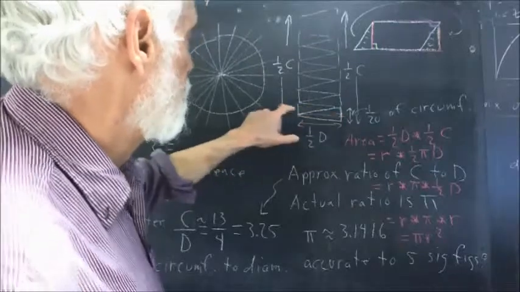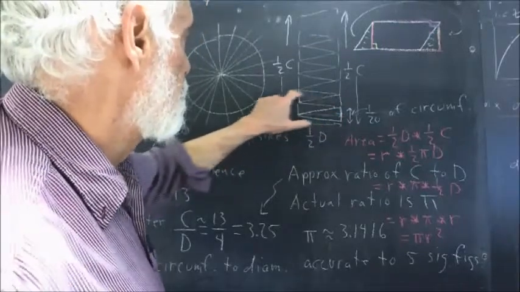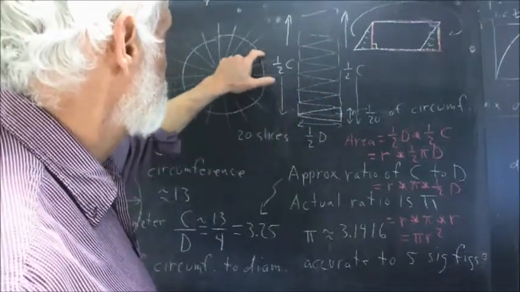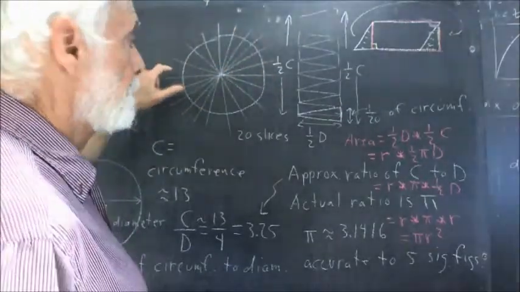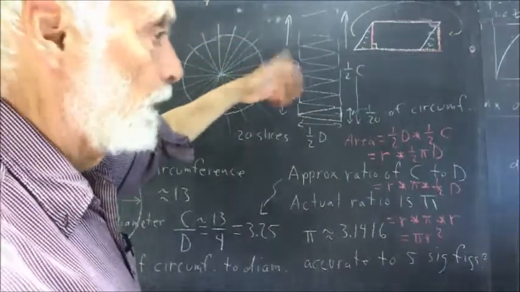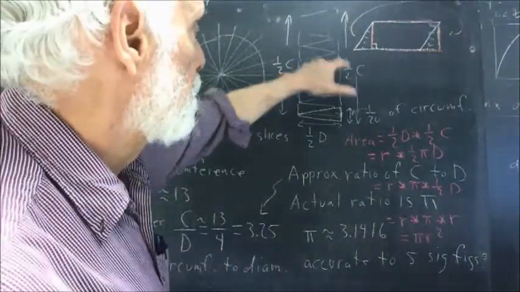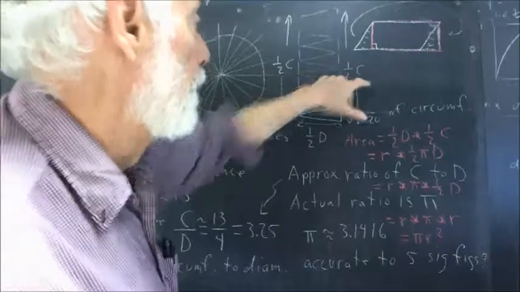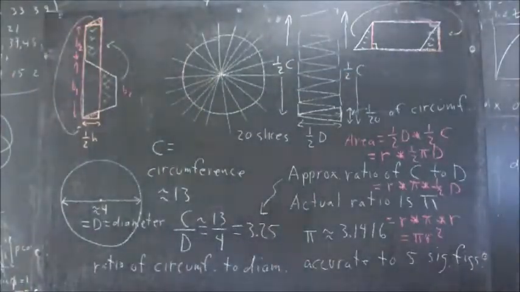Okay, we got one here, then we got one on this side, one here, one on this side, one here, one on this side. These segments here that make up the circumference add up to a length that's very close to the circumference, and so this side of the rectangle is about half the circumference. So you should understand that.